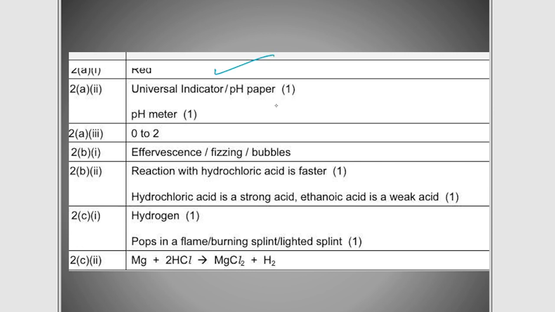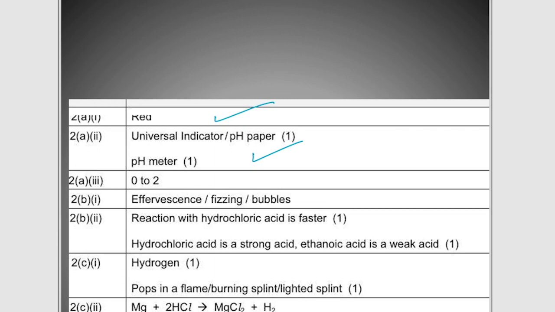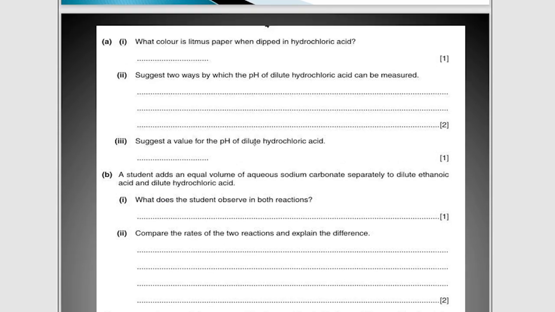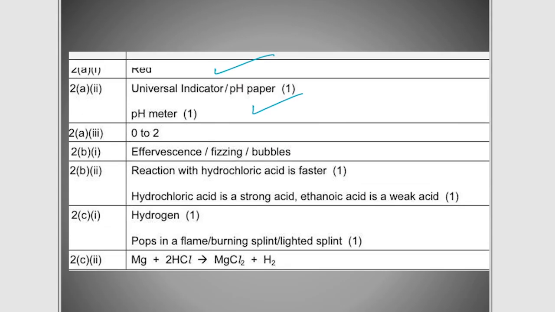The color of acid is red with pH universal indicator or pH meter will be used. Sorry, what did they say about the weak acid or strong acid? One second, let me check. So dilute hydrochloric acid is a strong acid. The pH will be 0 to 2 because this one is the strong acid, not the ethanoic acid. Sorry, I couldn't see the question over there. So this one is 0 to 2. Effervescence, fizzing, bubbles. Reaction with hydrochloric acid is faster than with ethanoic acid. Hydrogen gas will be produced, pops in flame, or a squeaky pop is formed. This one is a reaction.